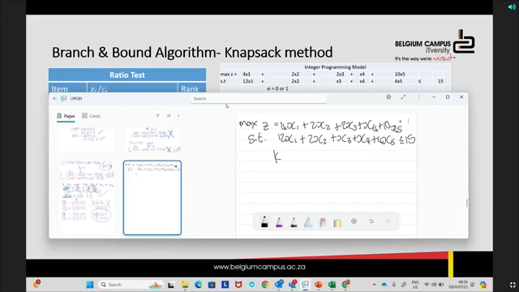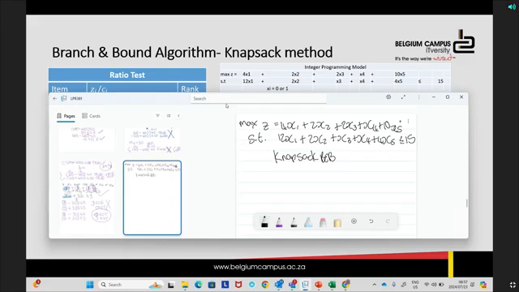So the first step in the knapsack branch, I'll always say B and B. Not that it's a bed and breakfast, but branch and bound. Okay, it's not a simplex. Simplex algorithm is where you have to do pivots of tables. It's not that. This is specifically the knapsack branch and bound.